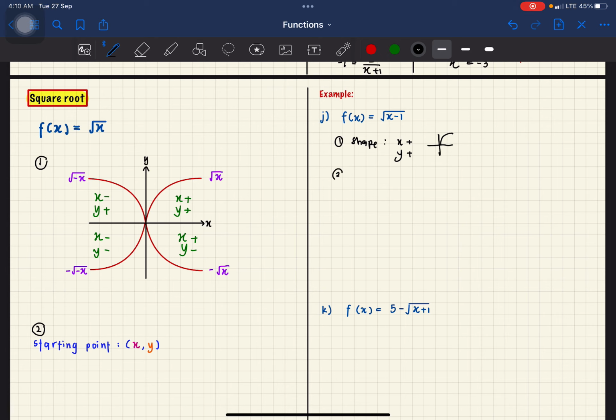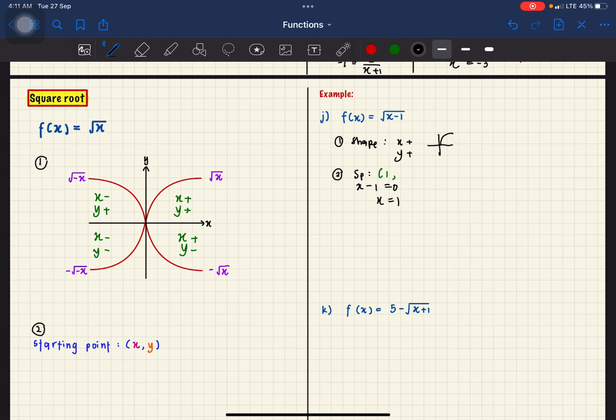So the second thing is awak akan cari dia punya starting point. So how do we find the starting point? Alright, so I will write it here as SP, a short form for starting point. Okay, kita akan ambil yang dekat dalam square root ni. Okay, we take that one, we put it equals to 0. x minus 1 is equal to 0. So dapatlah x is equals to 1. Okay, so that is going to be your x coordinate for starting point. So I write it over here as 1.